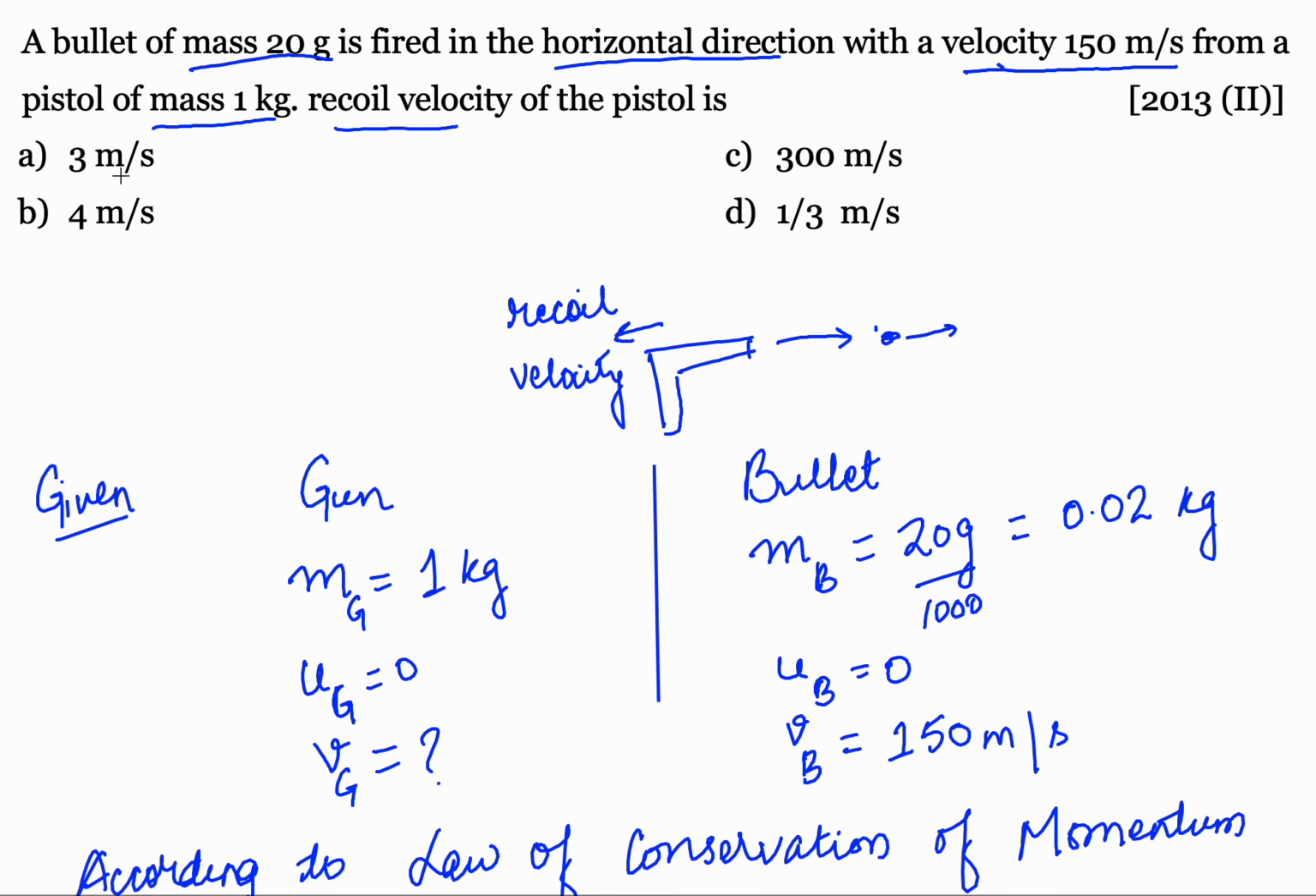Now this minus 3 represents that A is the correct option. The magnitude of the velocity is 3 meter per second. The minus sign represents that the velocity is in the negative direction, or in the backward direction. Minus sign is the indication of the direction in this case. I hope you have understood the question.